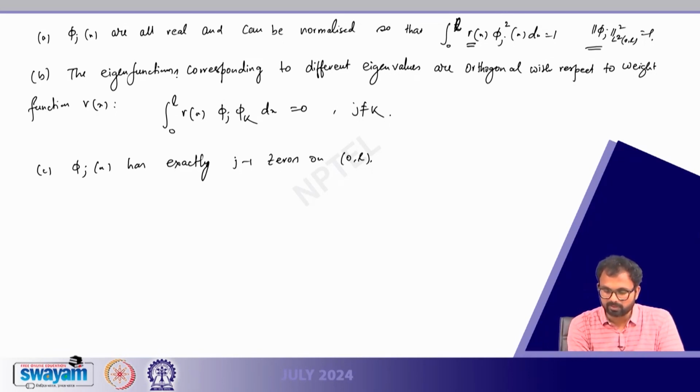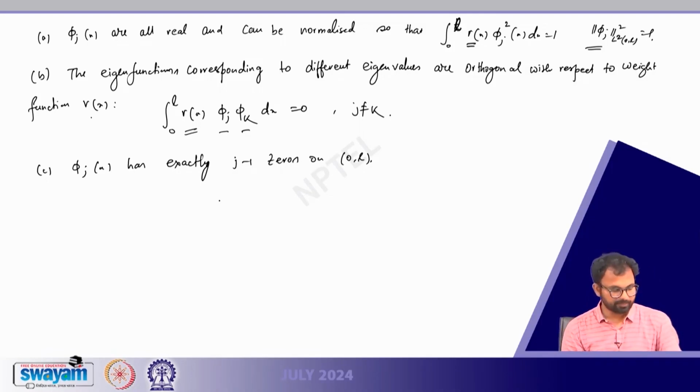And the eigenfunctions corresponding to different eigenvalues are orthogonal with respect to a weight function r(x). This r(x) can also be 1, or it can be some other function such that phi j into phi k multiplied by that function integrates to 0. Then you say that phi j and phi k are orthogonal, and phi j has exactly j minus 1 zeros on (0, L). So, if all these things happen, then we say that phi j, the eigenfunction, has these properties.